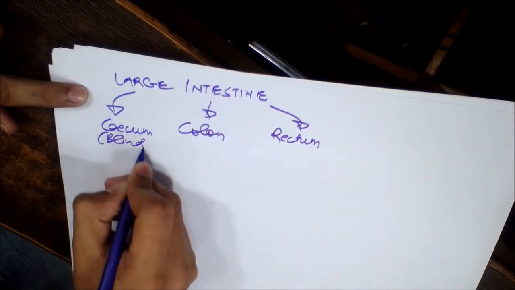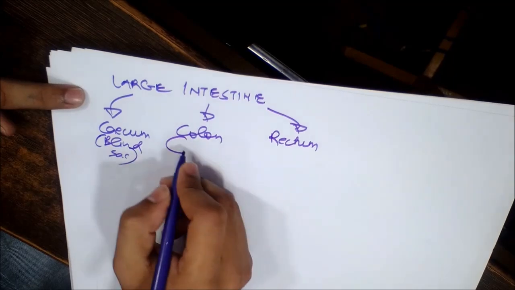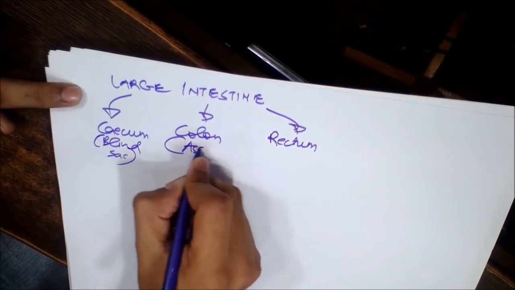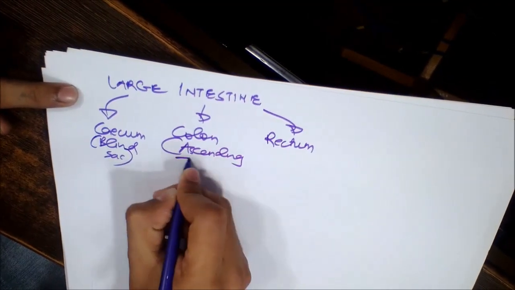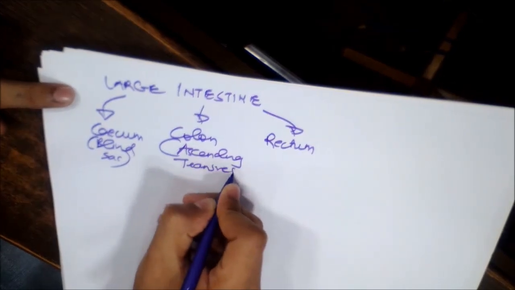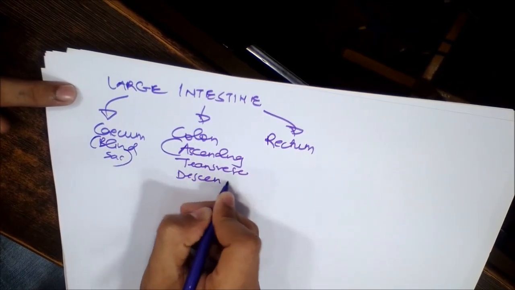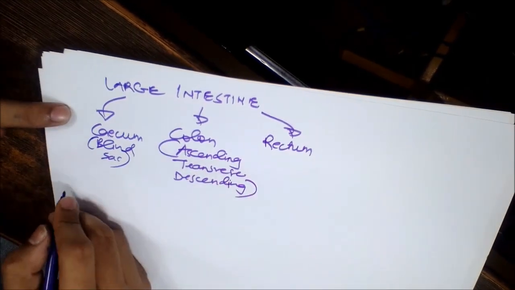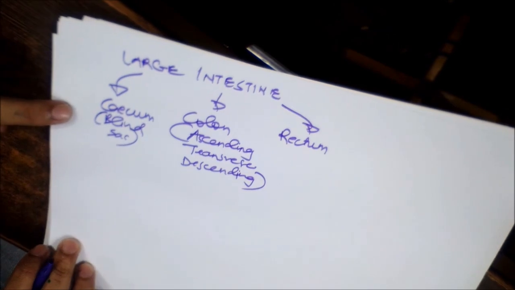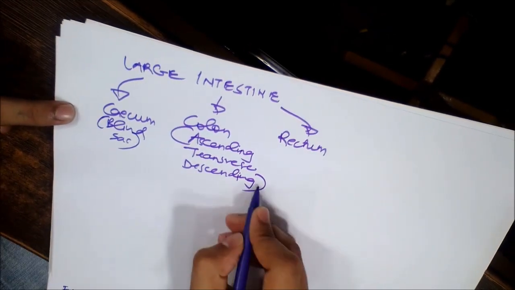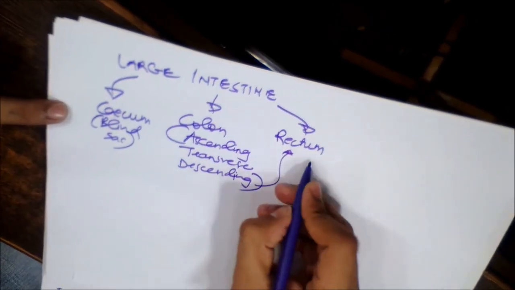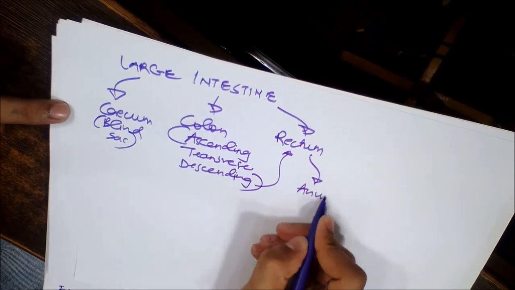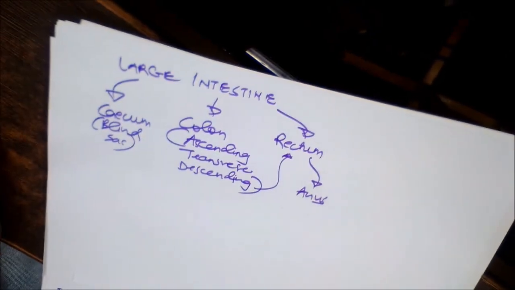Cecum is a blind sac. The colon has three parts: the ascending, transverse, and the descending part. The descending part opens into the rectum, which opens out through the anus, which is the lowermost part of the alimentary canal.